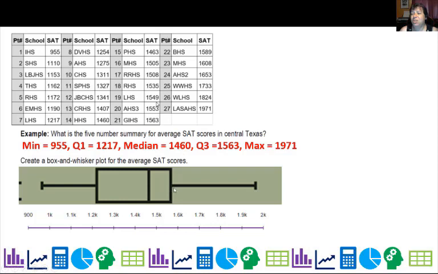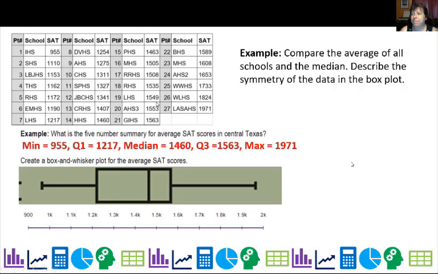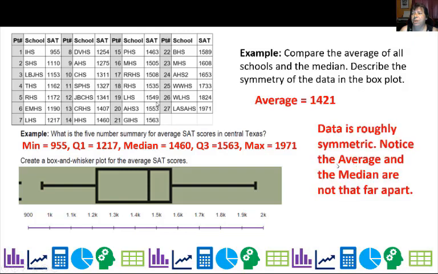Now, if I look at this long whisker here, why is it so spread out? Well, going above that 1563, we get 1589, 1608, 1653, and now we're really starting to jump, 1733, jump almost another 100, 1824, and jump about 150 to Losses average, which was 1971. So the data, we would describe this as roughly symmetric.